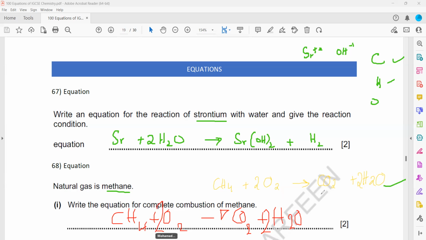1 mark is for writing the correct equation. 1 mark is for the balancing. It's a complete combustion. That's why it is giving off carbon dioxide.